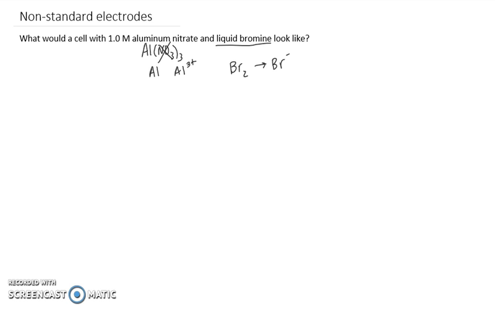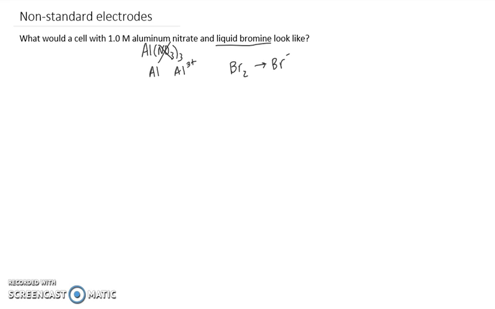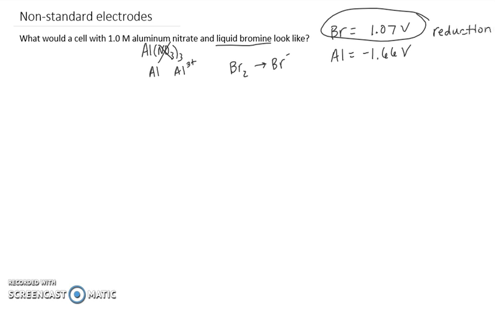So let's talk first about which one is getting oxidized and which one is going to be reduced. What I do, again, is look at a cell potential chart and see what the values are for the reduction potentials of aluminum and bromine. When I looked at a chart like this, I found that the cell potential of bromine is 1.07 volts and the cell potential of aluminum is negative 1.66 volts. So I already know that bromine is going to undergo reduction and aluminum is going to be oxidized. That's going to help me write my reactions for each of these.